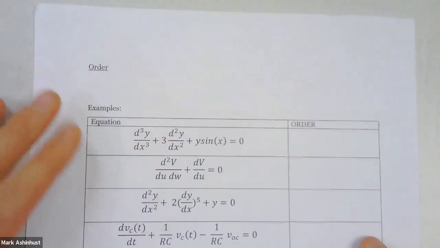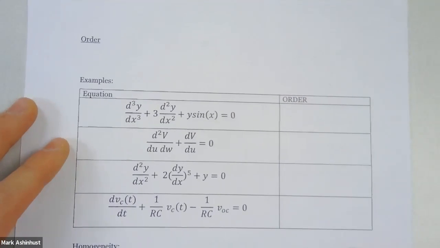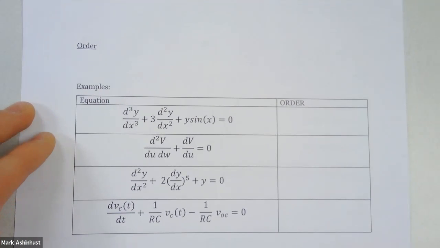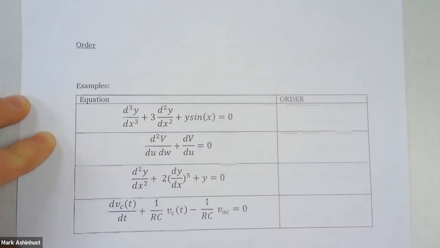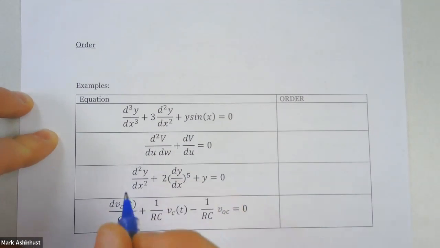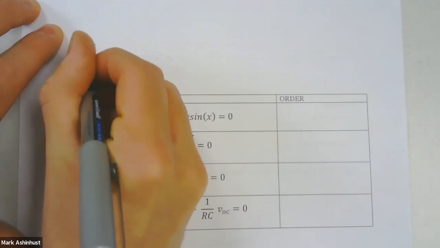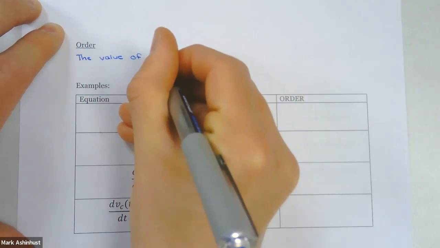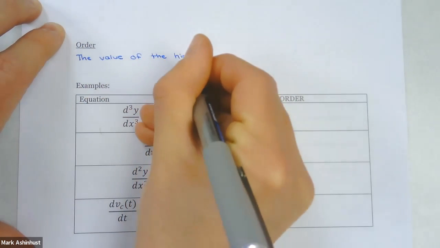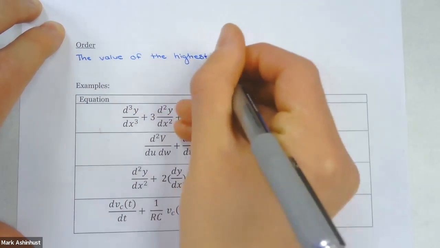There's only about 2 more, and this one's order. I would say order is very closely related to linearity, and it's kind of looking for the same exact thing, but now you're classifying it. So order is just the value of the highest derivative in that equation.